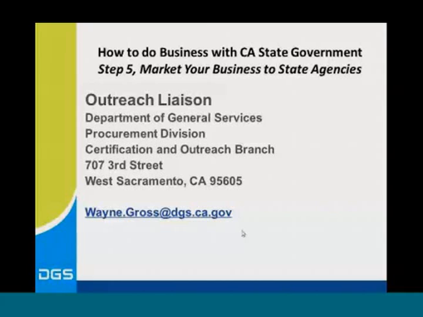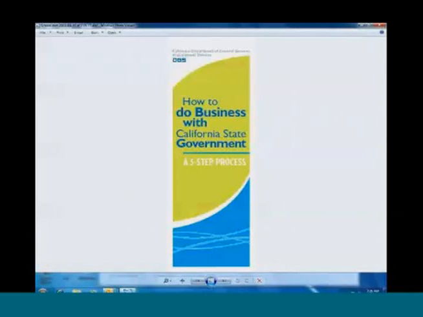Today's webinar is entitled How to Do Business with California State Government, Step 5, Market Your Business to State Agencies. This webinar is based on our brochure, How to Do Business with California State Government, a 5-step process. Before I start the webinar, I want to show you where you can always find the most current brochure.